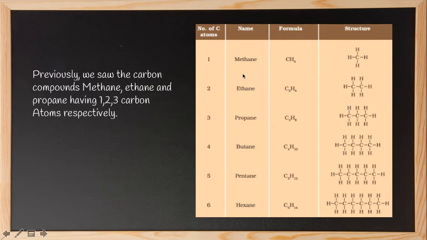So initially, look at the prefix of these words. Meth says there is a single carbon. Eth means there are 2 carbons. Prop means 3 carbons. But means 4 carbons. Pent means 5 carbons. Hex means 6 carbons. And the number of hydrogens will automatically vary depending on the satisfaction of valency of these carbons.